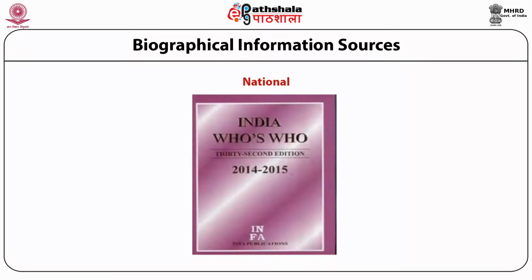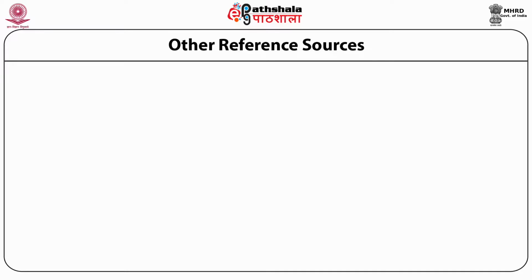National Biographical Information Source. India's Who's Who, published by INFA Publication, contains over 5,000 concise biographies of prominent Indians from all walks of life, including politics, civil services, education, arts, entertainment, and sports. Entries are arranged profession-wise. Other reference sources include bibliographies, indexing and abstracting periodicals, and databases.